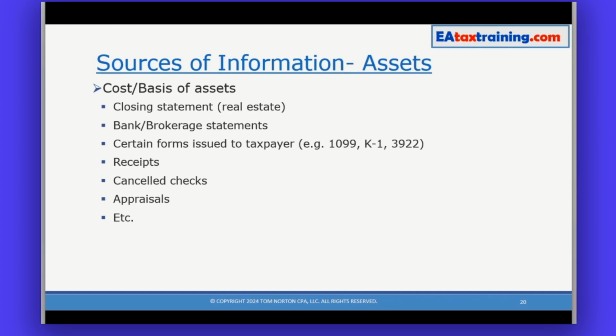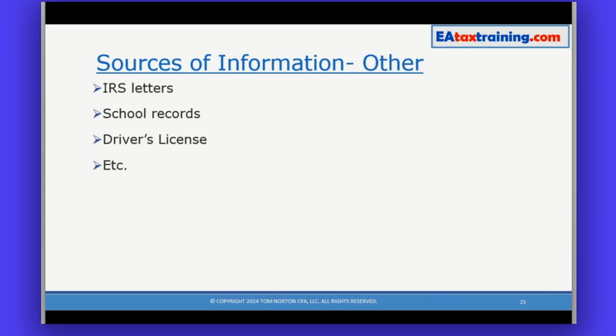You could have forms that are issued to the taxpayer. So sometimes those 1099 or K1 forms, or there's a form called 3922 that you might get from an employer about stock and stock options. These forms can also show cost or basis information for assets, and of course receipts that the taxpayer used for buying something or canceled checks. There can be appraisals of property that can come into play, and there could be other miscellaneous items as well.